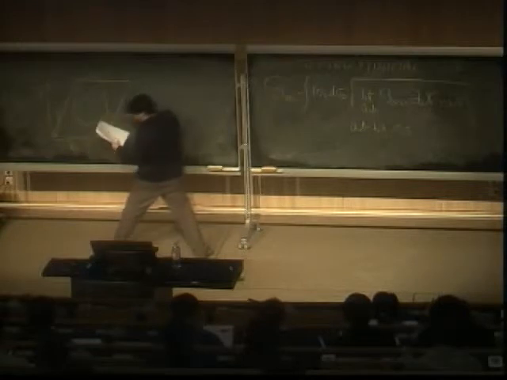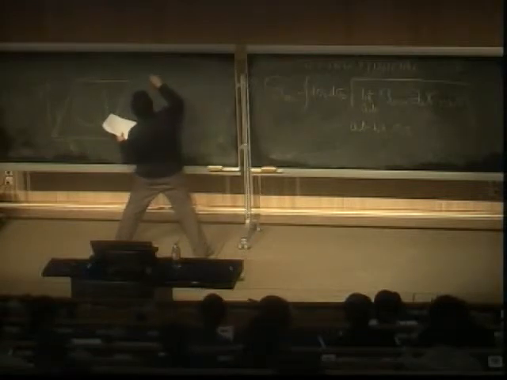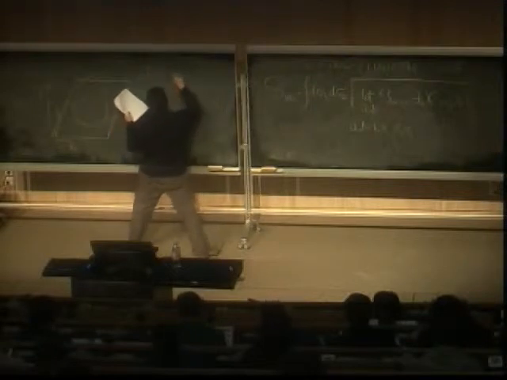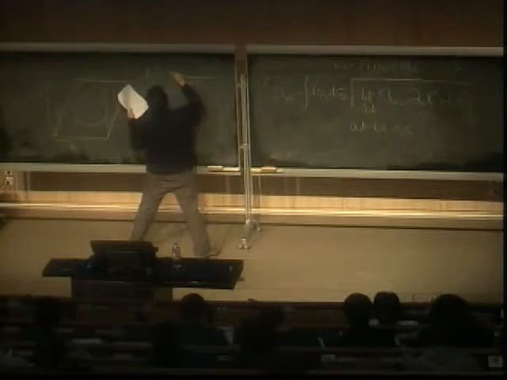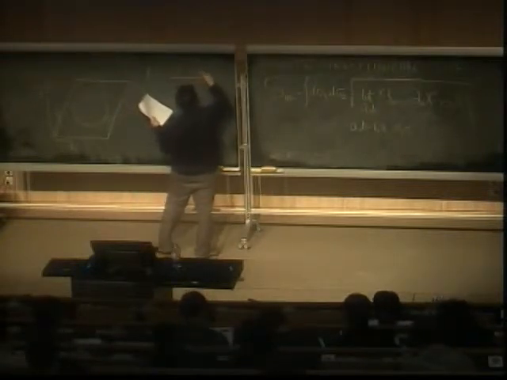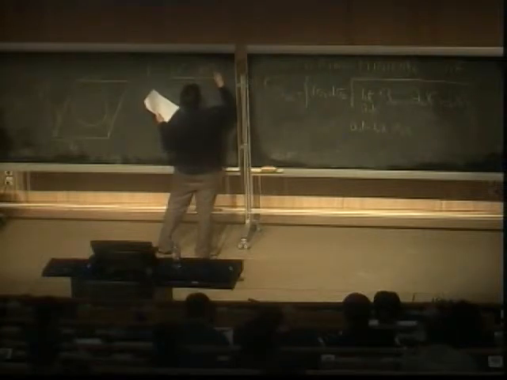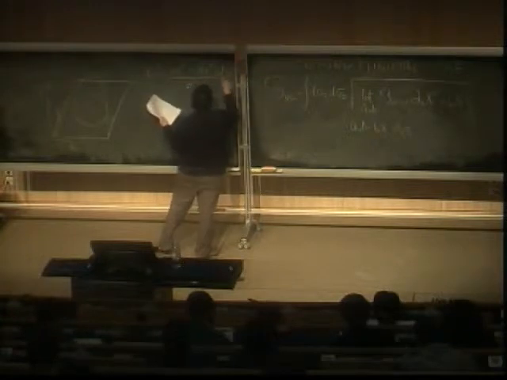So the metric, remember, is just the AdS3 metric, and it's just 1 over z squared, dz squared plus dx1 squared plus dx2 squared. So this is the metric.